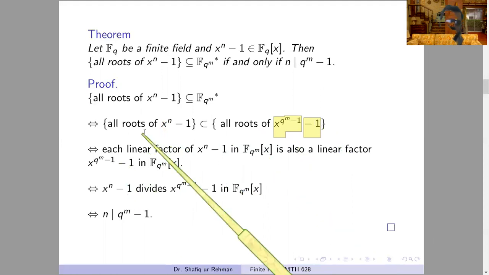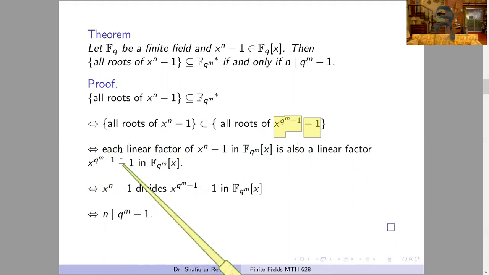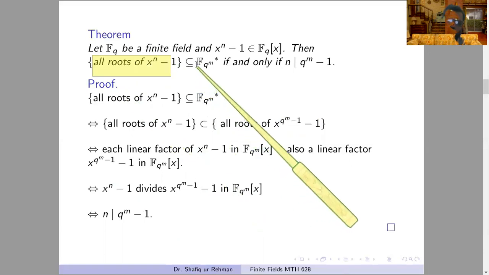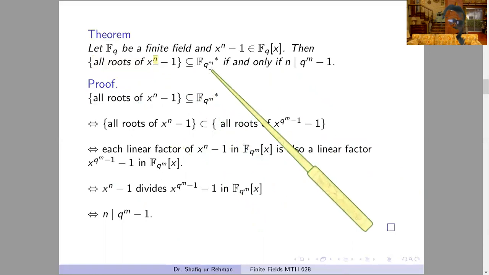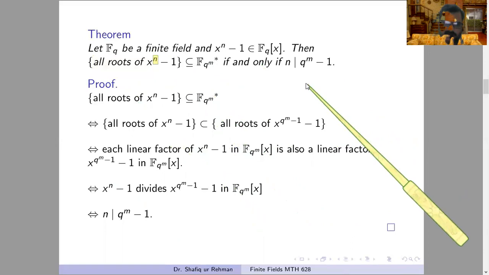And it means that this polynomial x power n minus 1 divides this polynomial, and this is true if and only if n divides q power m minus 1. So this theorem can be easily proved by applying these steps. We can easily prove that all the roots of this polynomial belong to the field F_q power m if and only if n divides q power m minus 1 for some m. So this theorem is very helpful.